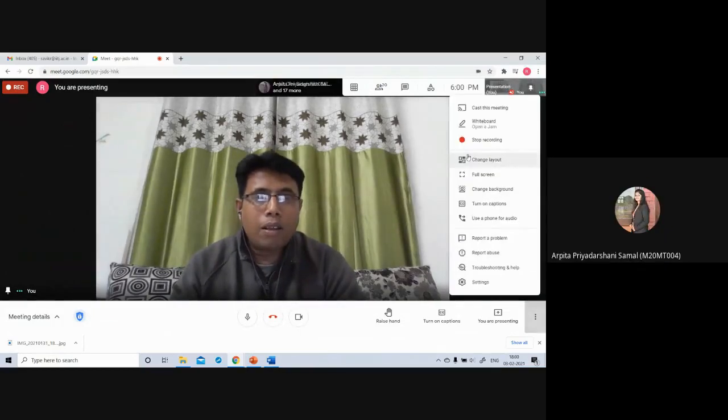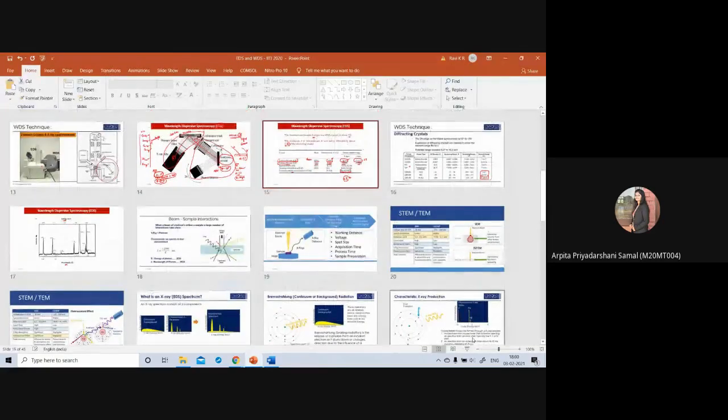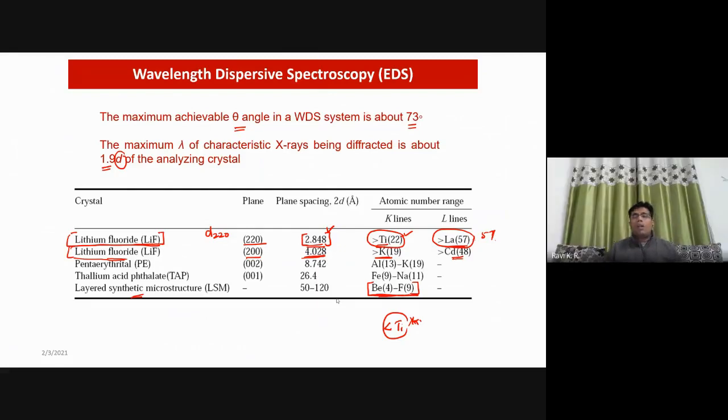Sir, I have one more doubt. Sure, you can ask. Sir, how to choose the analyzer crystal for any element? For a particular element, like lithium fluoride gives the K line, which gives us titanium, and L lines. How to choose that? No, you should not choose. Basically, when you have the equipment, you should plan for at least 4 or 5 analyzer crystals. You have to run all of these. Suppose you know that your sample is only aluminum and copper, then you know which analyzer you have to run.